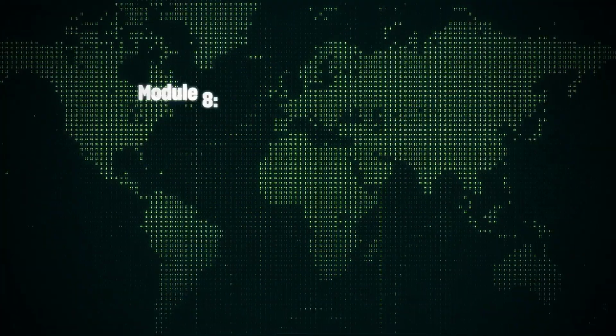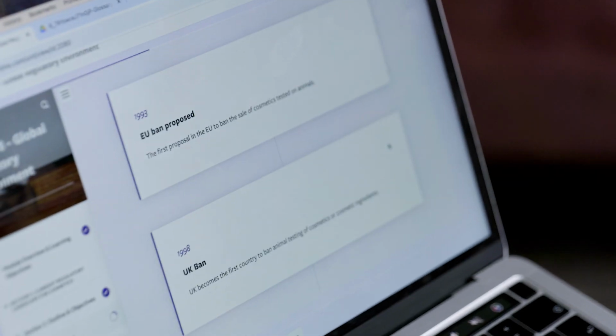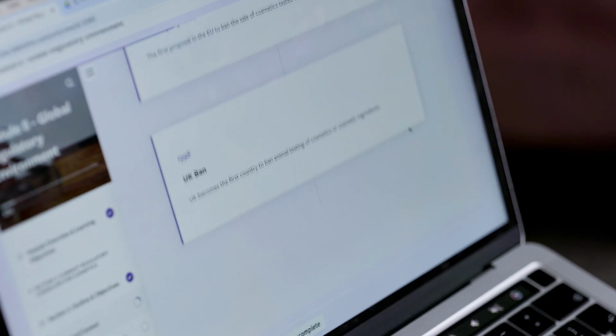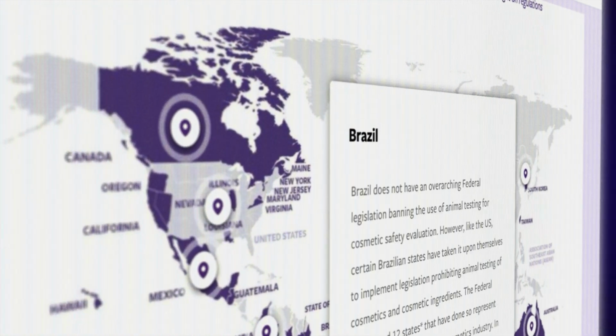And then module 8 is basically a survey of the current state of regulations in major parts of the world's economies. So just to give you an idea of what the landscape looks like from a regulatory perspective.